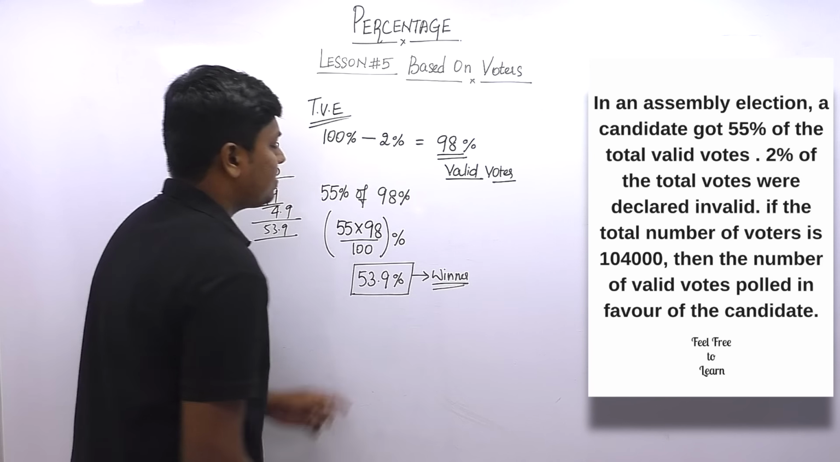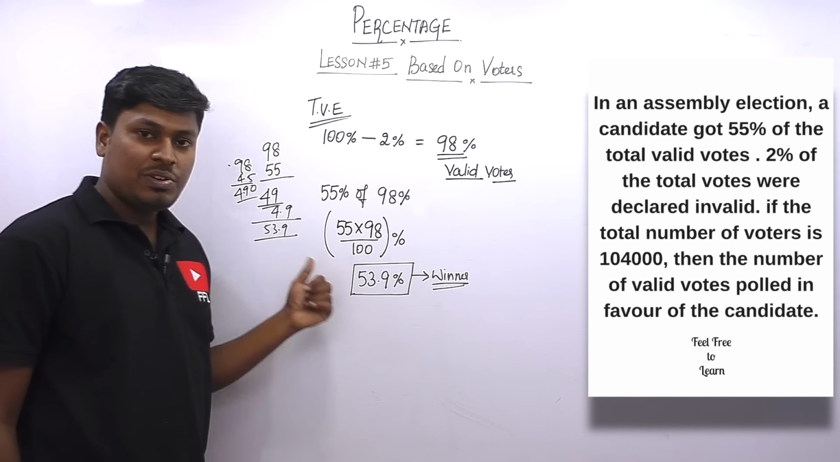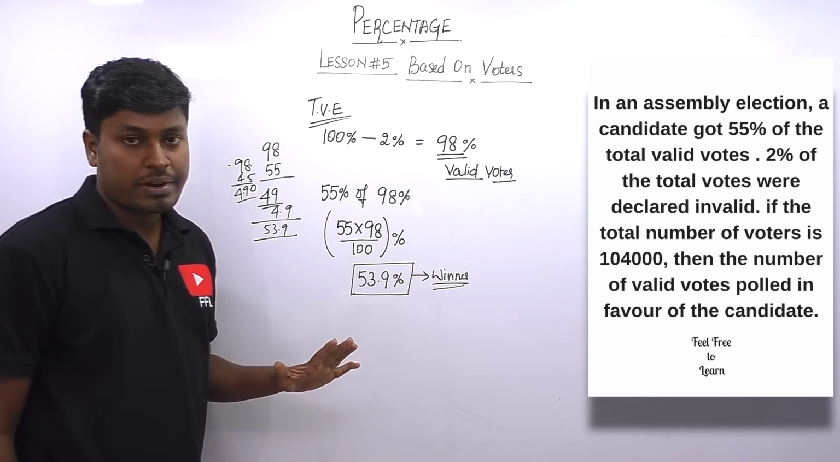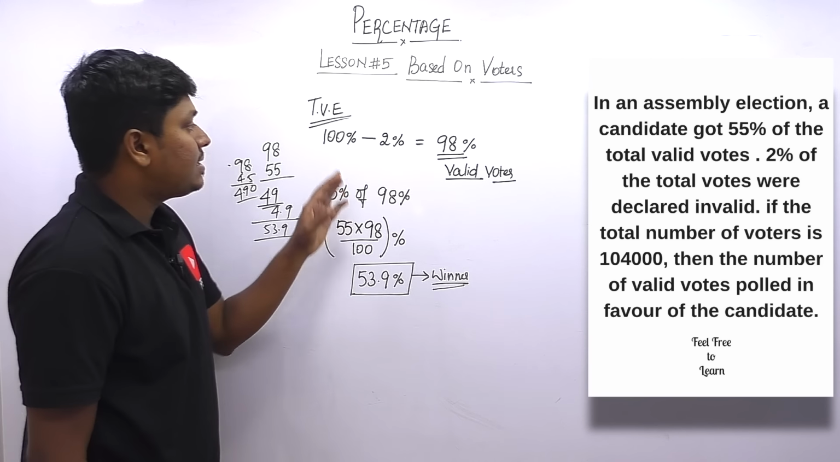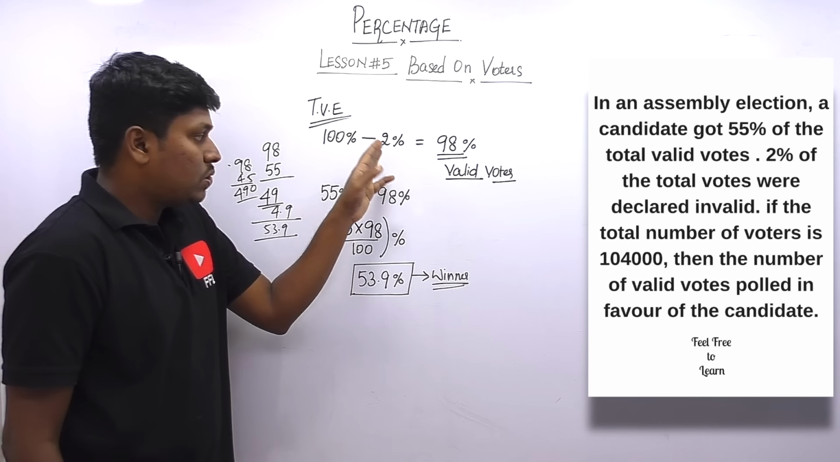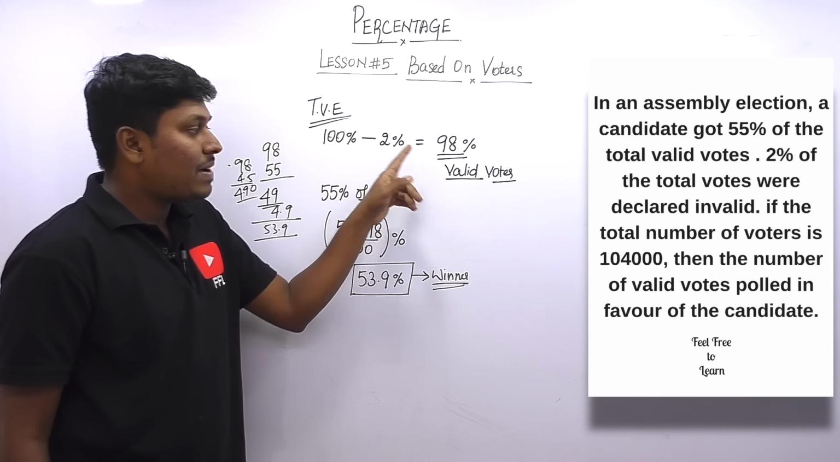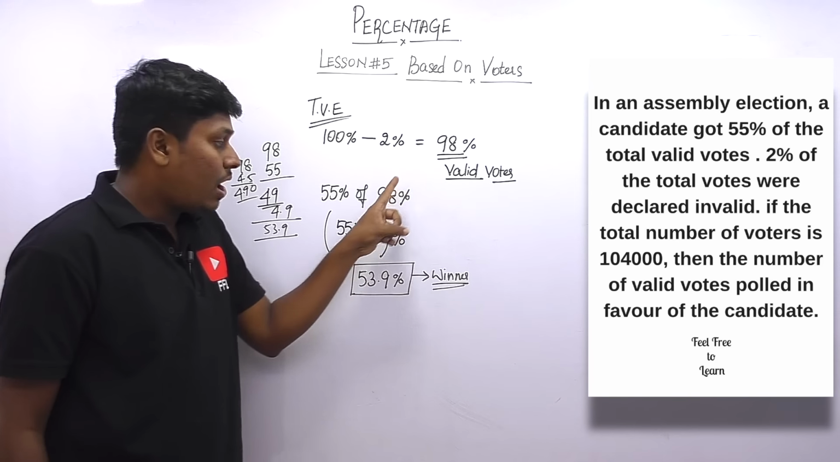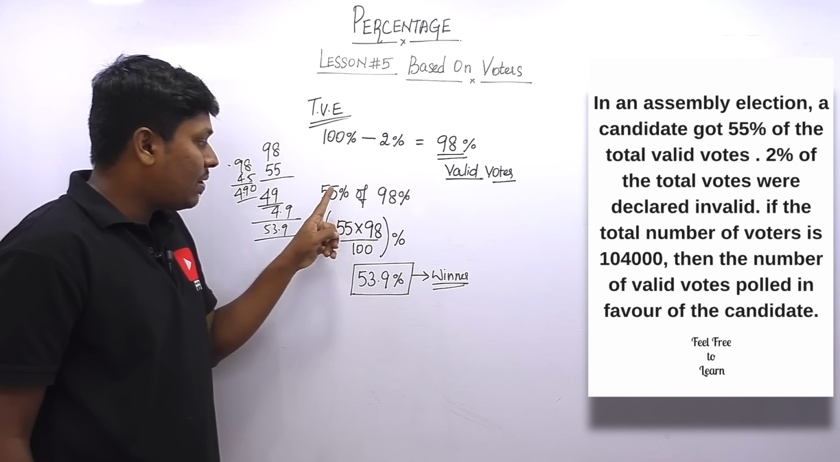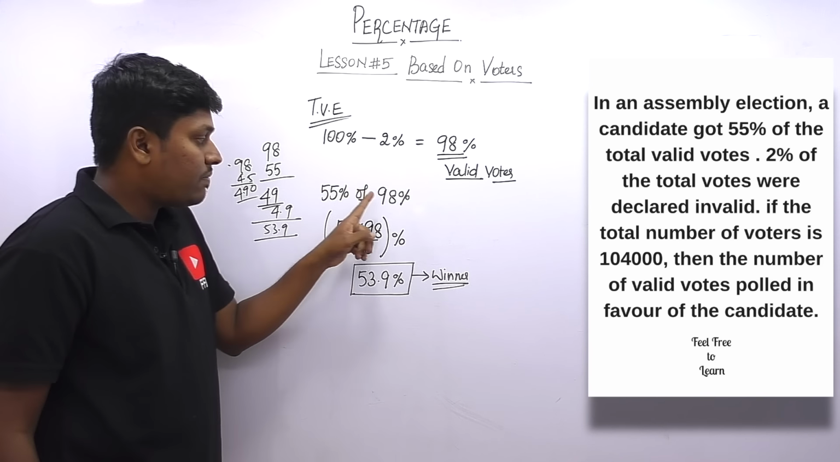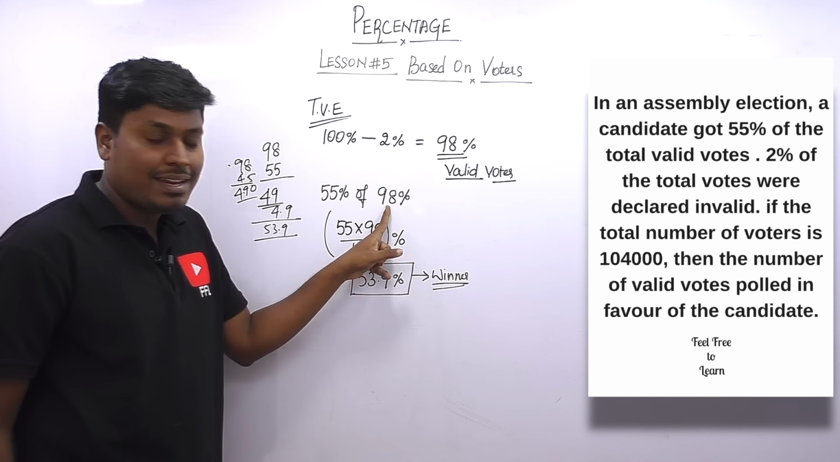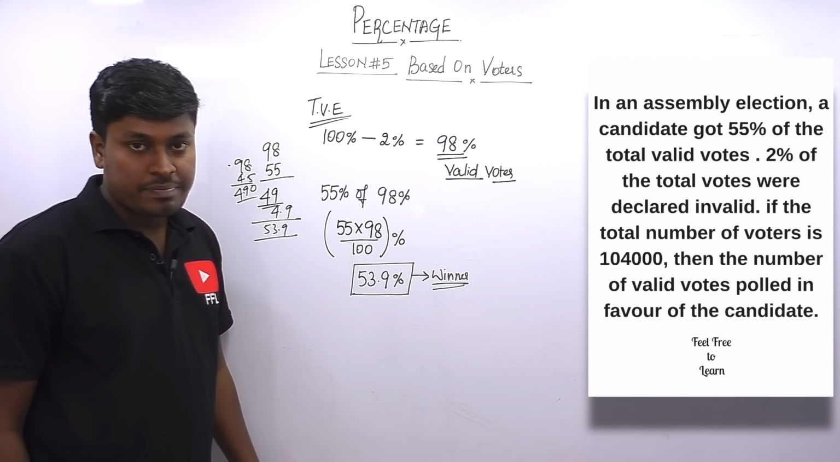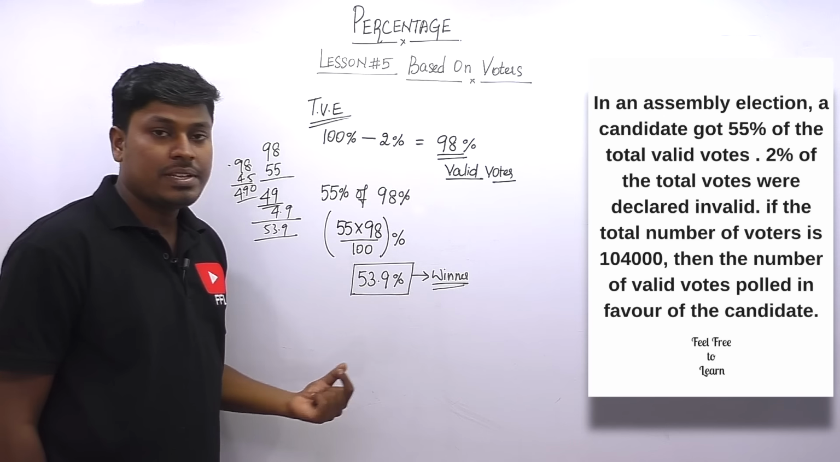So friends, got it? Once you multiply this and divide by 100, you will find the same answer, that is 53.9. So finally we can say that out of this 100%, 2% is invalid. So valid vote is 98%. Out of this valid vote, winner got 55%. So we have found what is 55% of 98, which is 53.9. So finally we got the winner, that is 53.9.